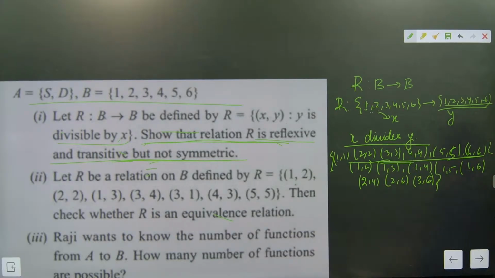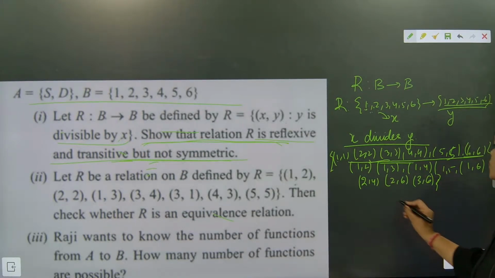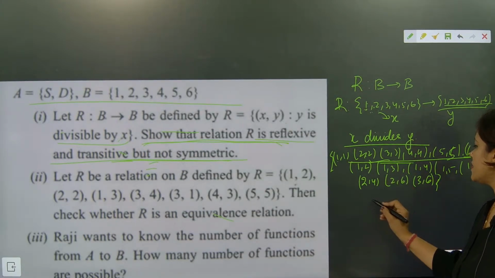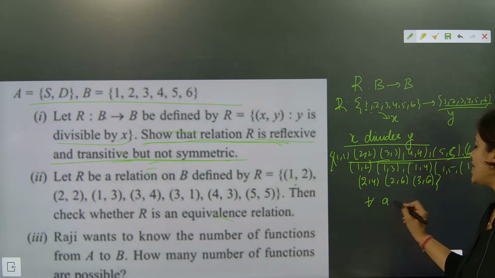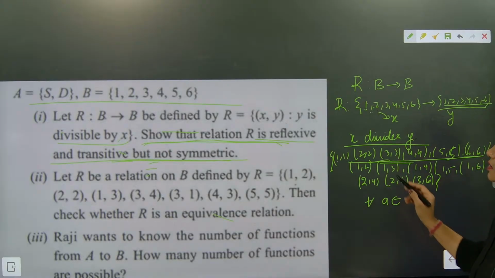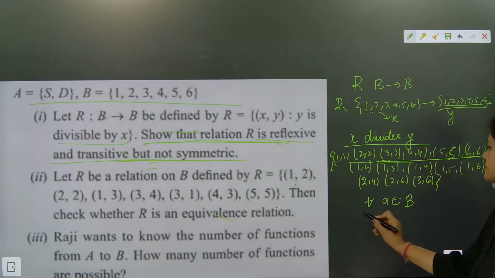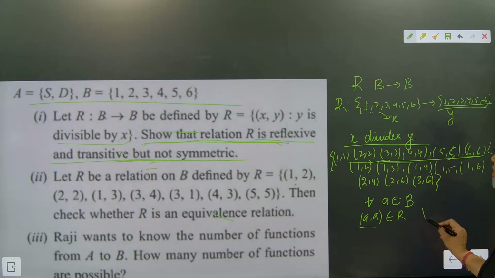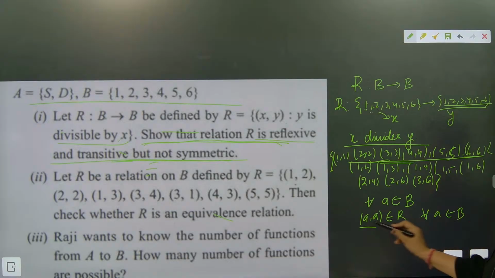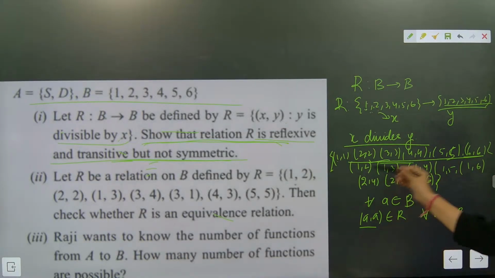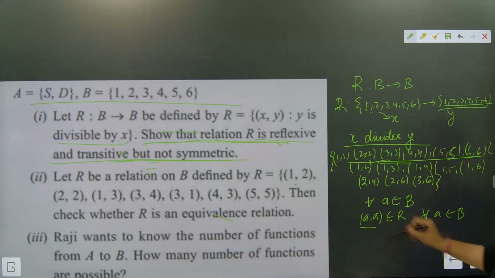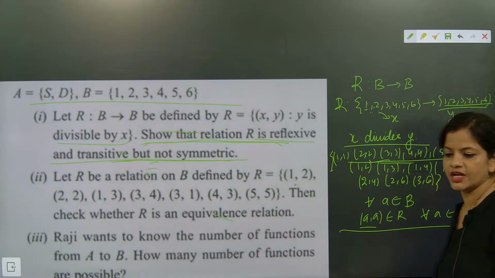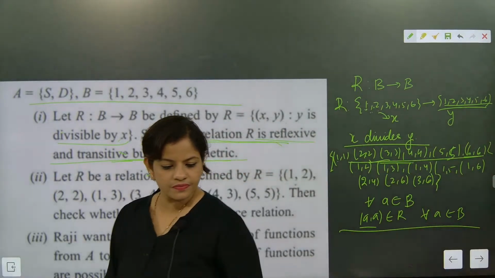So it is reflexive. Are you understanding? For all A belongs to B, A comma A belongs to R. Because 1 1, 2 2, 3 3, 4 4, 5 5, 6 6, everything is there in the relation. Everything is present.